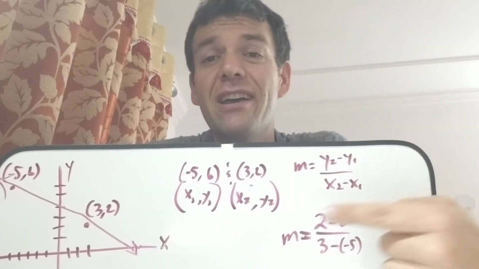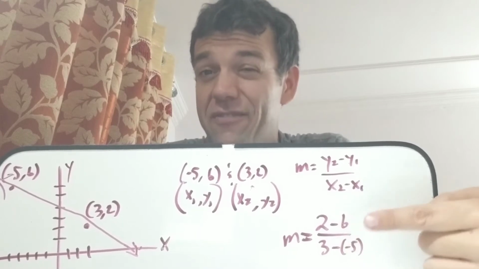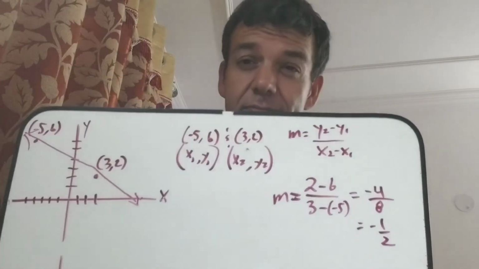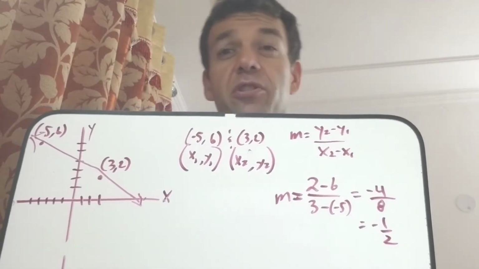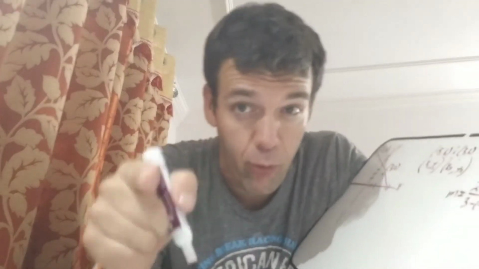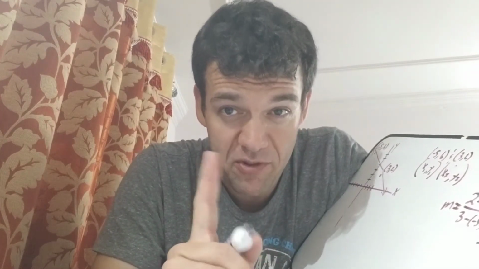Now I just simplify. 2 minus 6 is negative 4. 3 minus negative 5 is positive 8. So I get negative 4 over 8, which reduces to negative a half. Okay, that's the slope of my line. Now, that's very important because you can go 2 directions from here. You can go 2 different ways depending on what form of a line you're asked for. If they ask you for slope-intercept form, this is what you do.